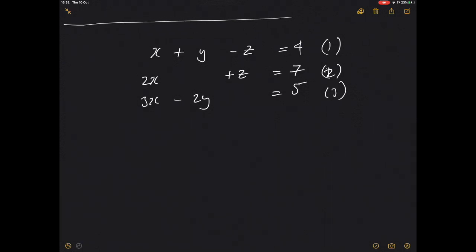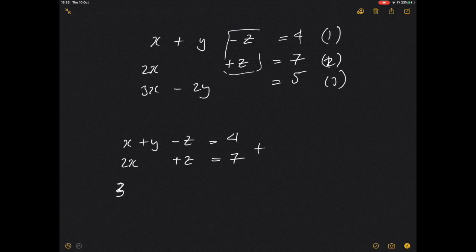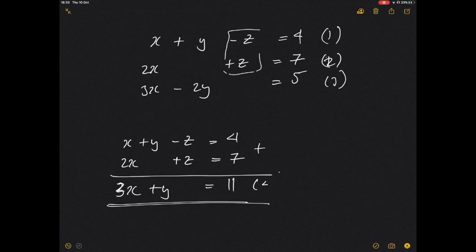So what we can do is start by looking at things that look similar. What I can see here is we can get rid of z perhaps by adding equations 1 and 2. So let's do that. We say x plus y minus z equals 4, and we add 2x plus z equals 7, and we can say that 3x plus y equals 11. So we've now made another equation. Perhaps we could call this equation 4.